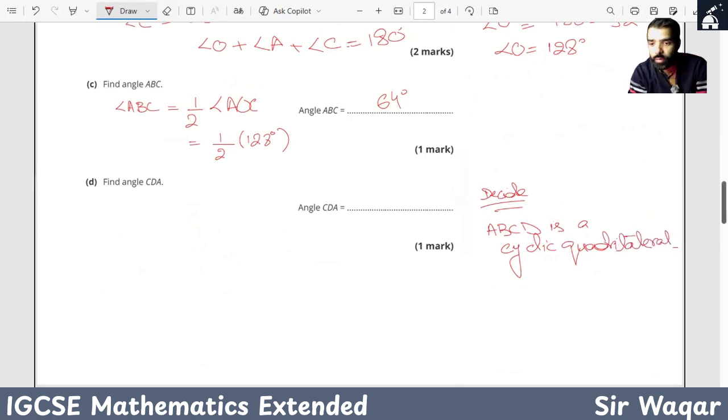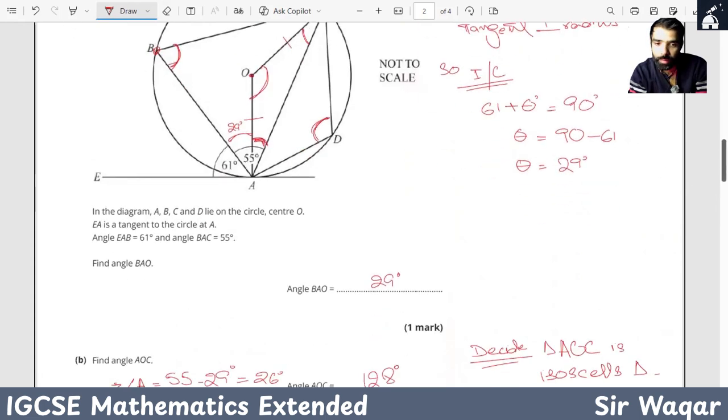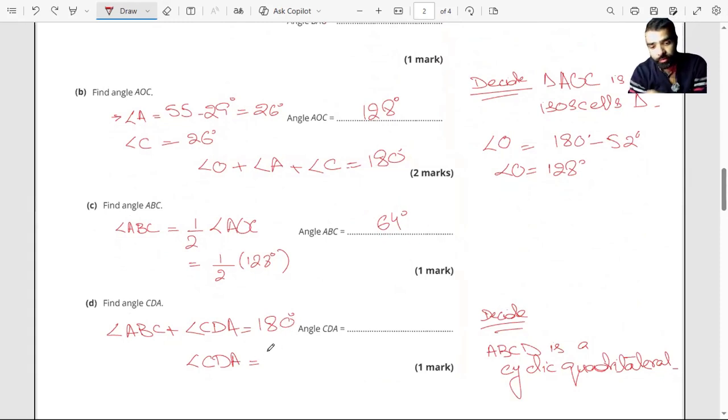If it's a cyclic quadrilateral, angle ABC plus angle ADC, or angle CDA, will sum up to 180 degrees. Angle ABC plus angle CDA will be equal to 180 degrees. This way we can find angle CDA by subtracting angle ABC from 180 degrees, and angle ABC was 64. So 180 degrees minus 64 is going to be 116 degrees.